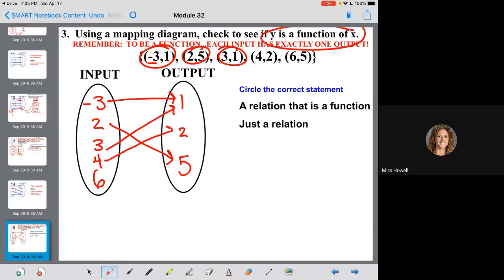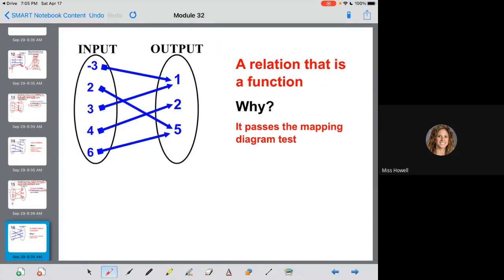4 to 2 for this guy and 6 to 5. All right, I only look at this: 1 arrow, 1 arrow, 1 arrow, 1 arrow, 1 arrow. That is a pass. So y is a function of x, which means this is a relation that is a special type called a function. The reason is because each input goes to exactly 1 output.